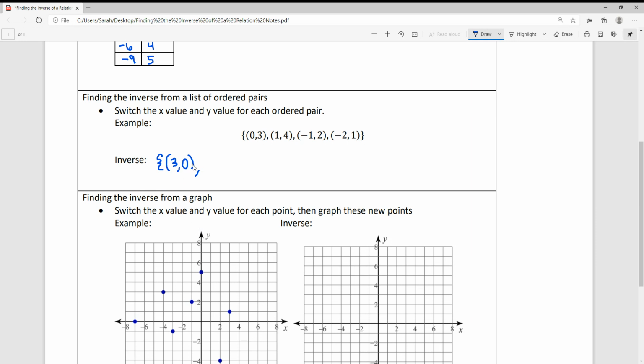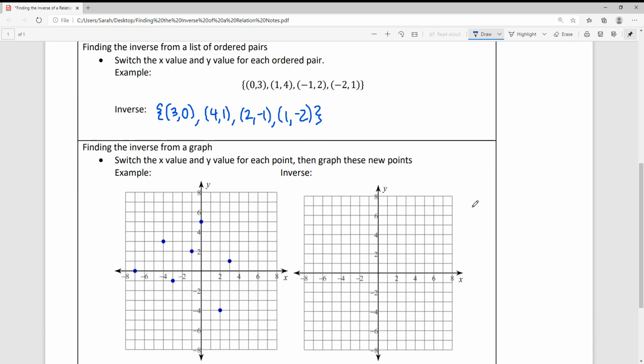Remember to have parentheses around each ordered pair and a comma in between X and Y. Also commas between each point to make reading things easier. It's a lot of punctuation. Next up, 1, 4 becomes 4, 1. Negative 1, 2 becomes 2, negative 1. And negative 2, 1 becomes 1, negative 2. I start off with 1, 2, 3, 4 points in my original, so I have 1, 2, 3, 4 ordered pairs in my inverse as well. And then just finish it off with a curly bracket.